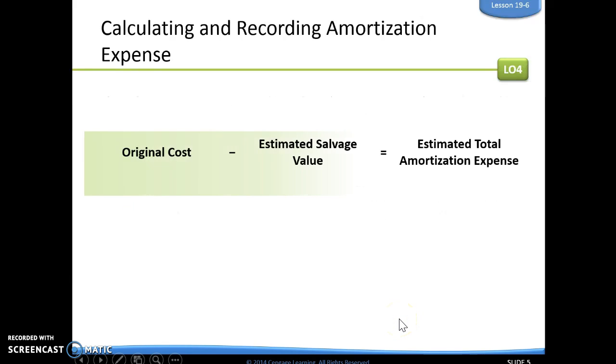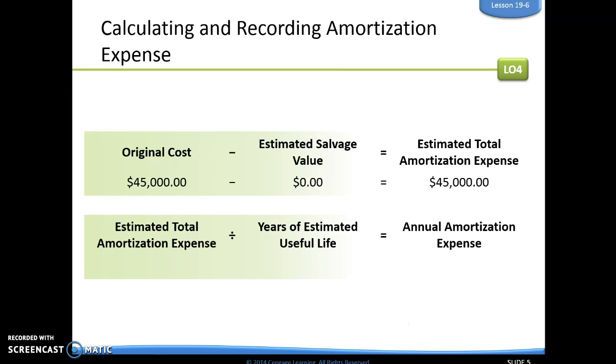So what we're going to do is we're going to take the original cost minus the estimated salvage value, and that's going to give us our estimated total amortization expense. So just like we had done with depreciation. So 45,000, our estimated salvage value is 0. We're just going to simply get 45,000. Then we're going to take that and we're going to divide it by its estimated useful life. That will give us our annual amortization expense.